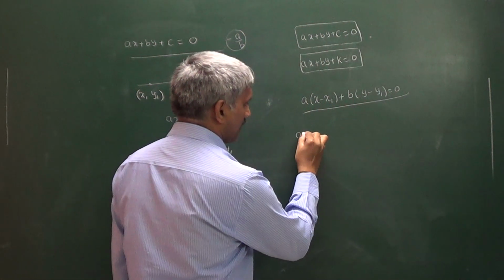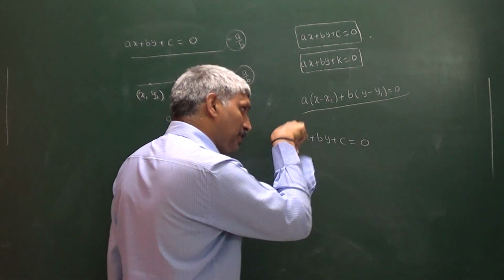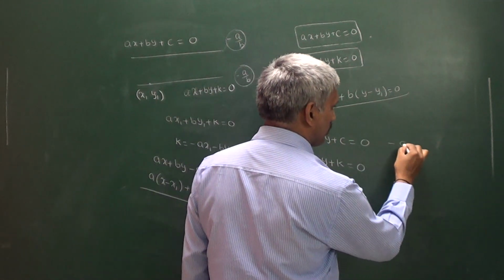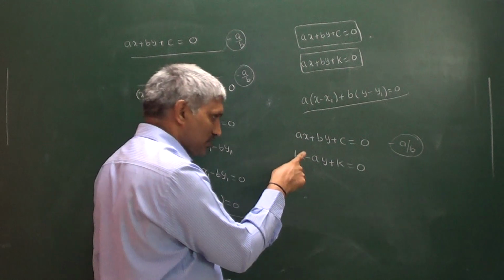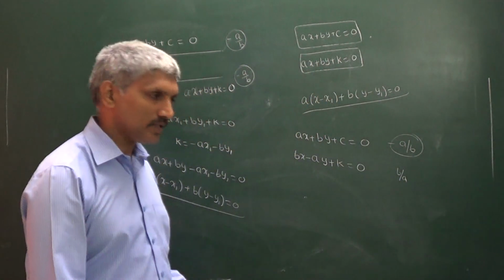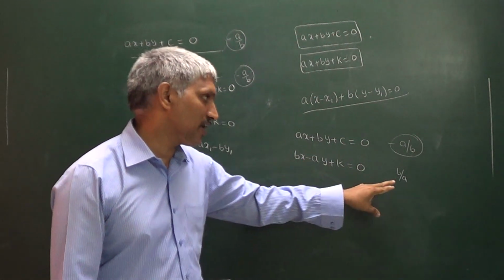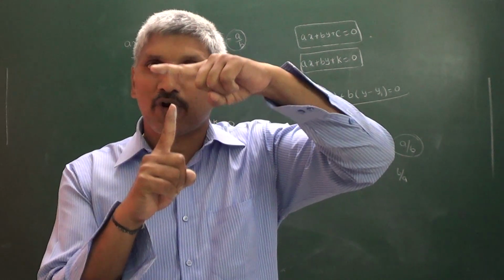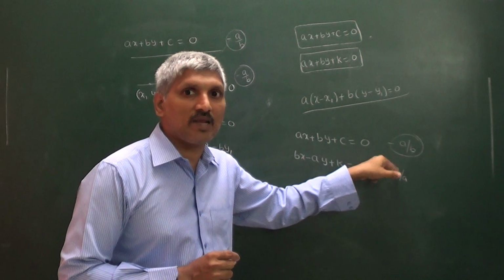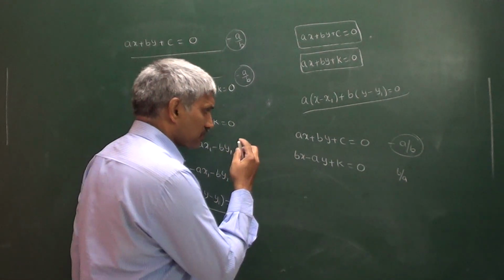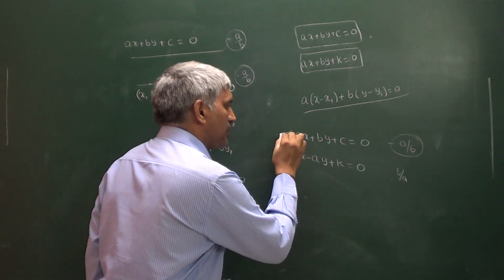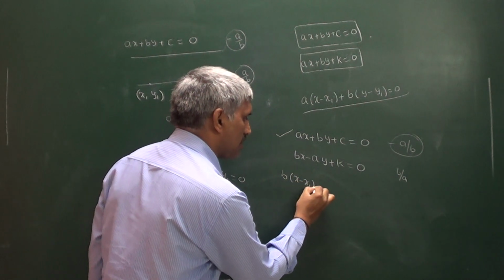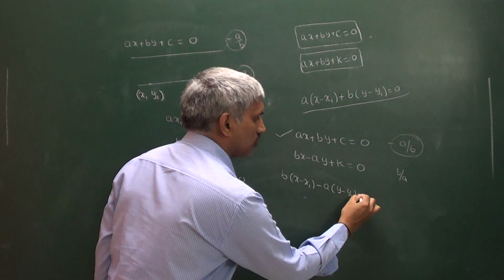At the same time, any line perpendicular to this line is of the form bx minus ay plus k is equal to 0, because this line's slope is equal to minus a by b. What about the slope of this line? This line's slope is given by b by a, minus of x coefficient by y coefficient. That's why you get b by a. What about the product of the slopes? The product of the slopes is equal to minus 1. If two lines are perpendicular, then the product of the slopes must be equal to minus 1. These two multiplied, you will get minus 1. Right? Now, any line perpendicular to this and passing through a point x1, y1 is of the form b into x minus x1 minus a into y minus y1 is equal to 0.